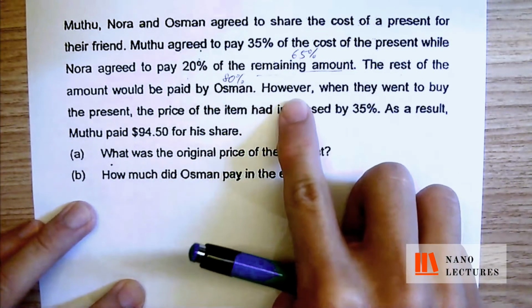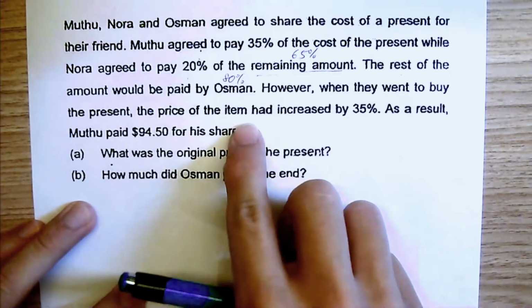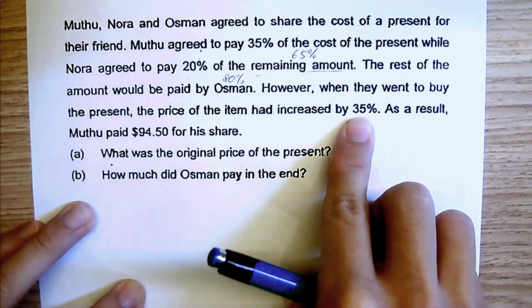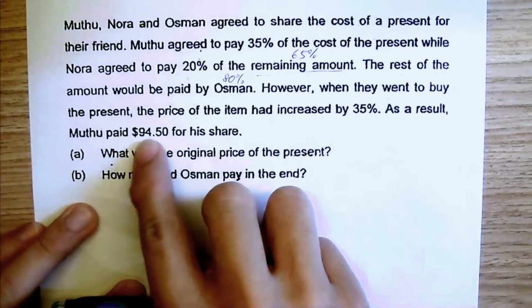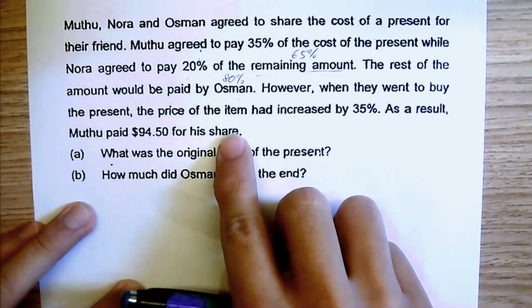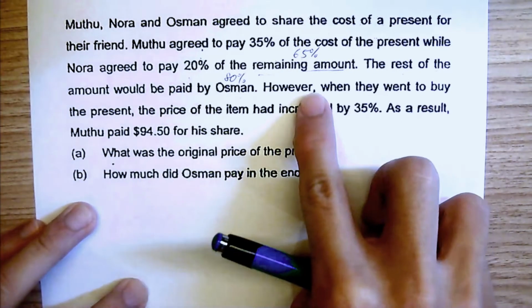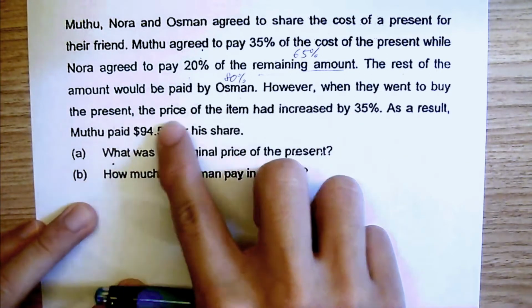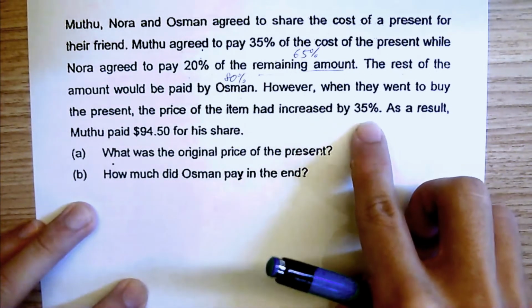They said, however, when they went to buy the present, the price of the item had increased by 35%. And as a result of that, Muthu paid $94.50 for his share. Now, let me stop you right there. They said that, however, when they went to buy the present, the price of the item increased by 35%.